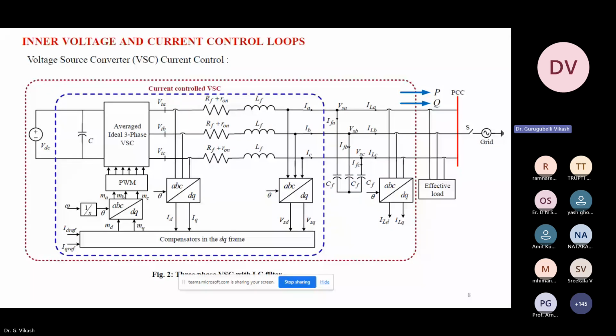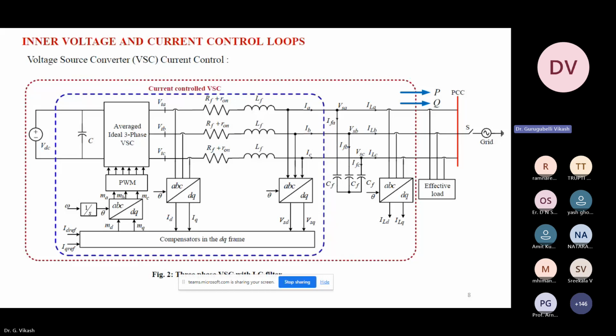Grid following means if the power in the grid is there, then only it can inject some power into the grid. If there is a grid outage, if there is no power in the grid, it will be idle. It will not give any power to the grid, and it will not give any power to the local load also. So that is the drawback.